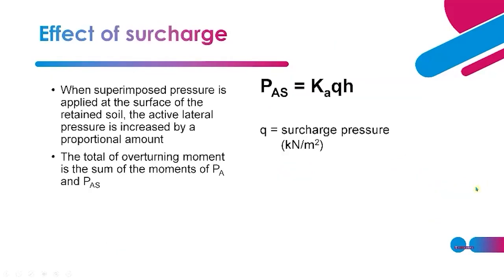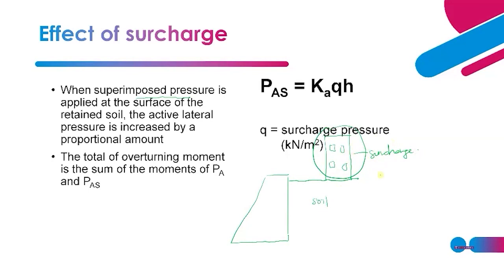Effect of surcharge. Okay, when the superimposed pressure is applied at the surface of the retained soil, the active lateral pressure is increased by the proportional amount. Superimposed pressure ni apa maksud dia? You have a retaining wall here. Contohnya belakang ni is soil. So you pun binalah satu bangunan kat sini. This bangunan adalah surcharge. Beban tambahan, extra. This is superimposed pressure. Kalau setakat orang seorang berdiri kat sini, kita tak anggap dia superimpose. Berapa sangatlah loading daripada this particular person compared to a building.